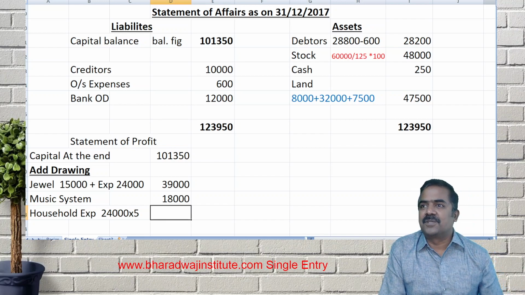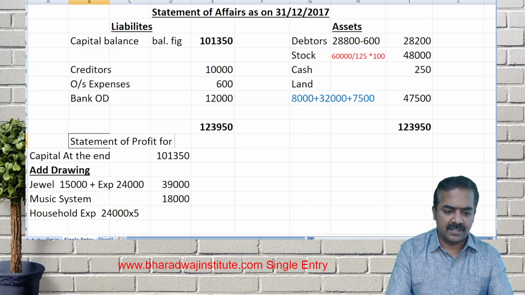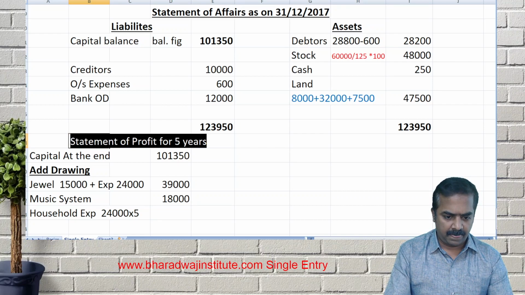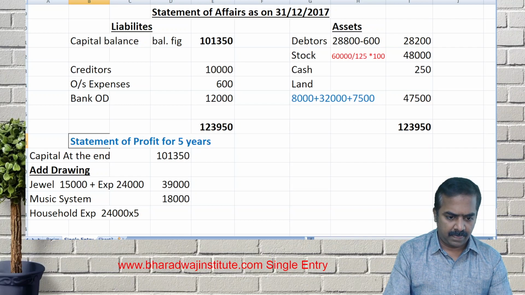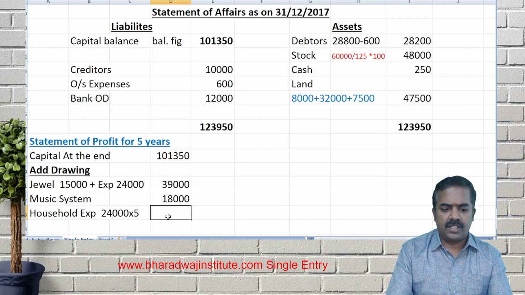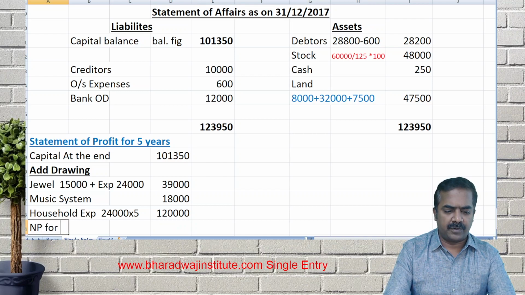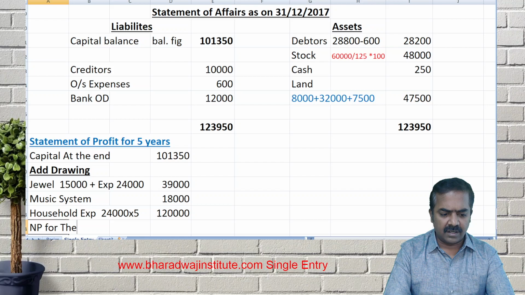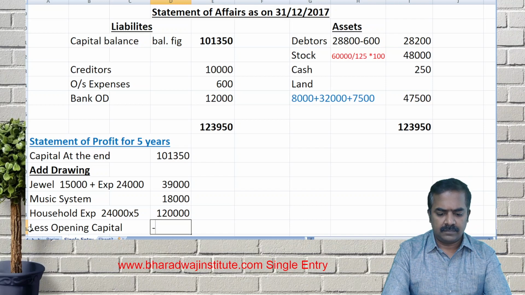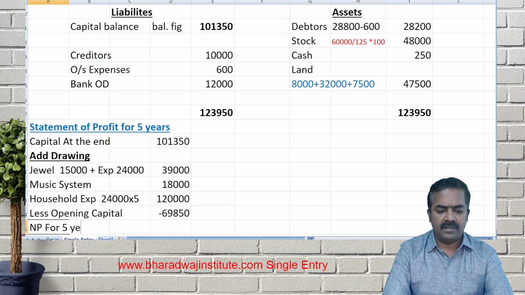For the 5 years ending 2017 we want to know the profit or loss. This statement of profit is for how many years? 5 years. So how much withdrawn? 24,000 into 5 is 120,000. Less opening capital, what is opening capital? 69. This will give us net profit for 5 years.